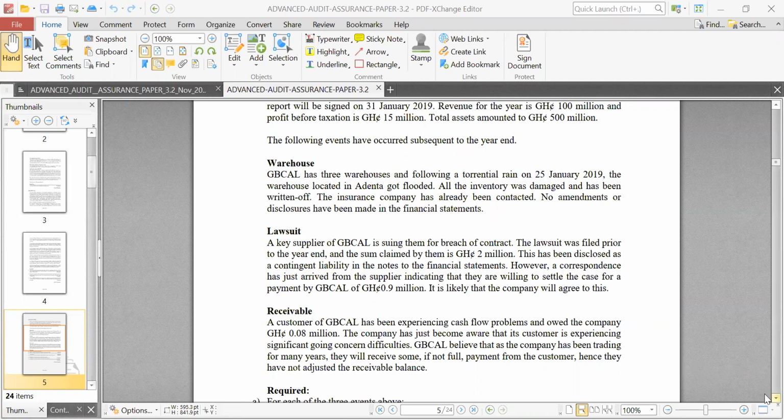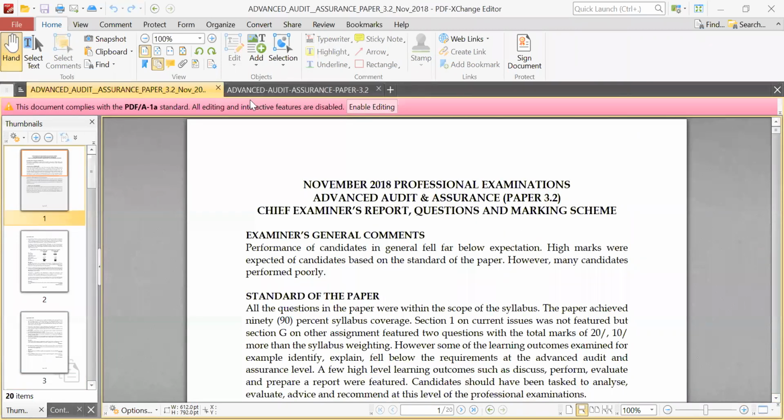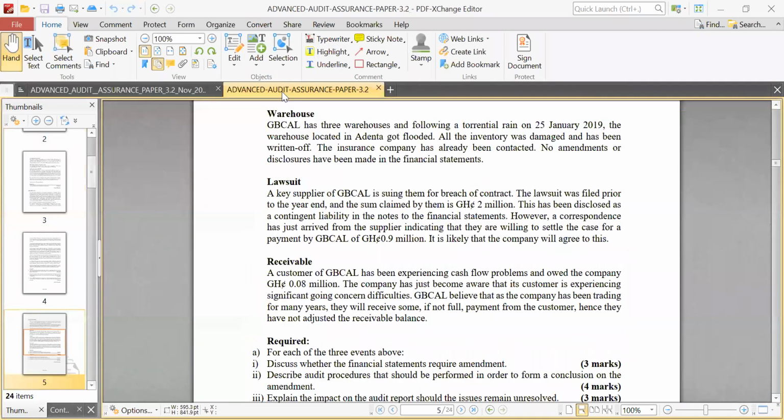Now let's move on to receivables. I don't know why, anytime, the time is never enough. I had 2 past questions. I wanted us to do November 2018. The time never gets enough.